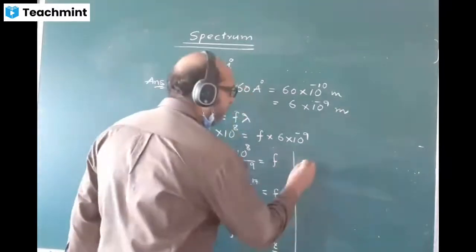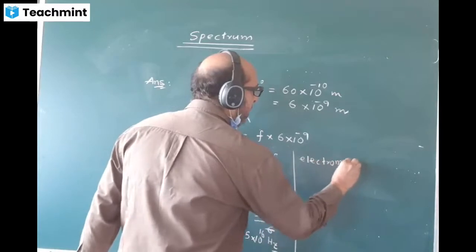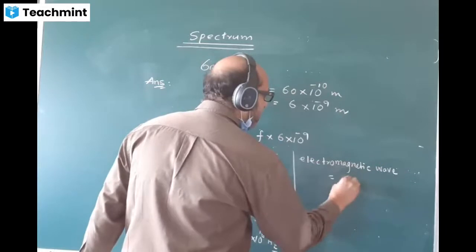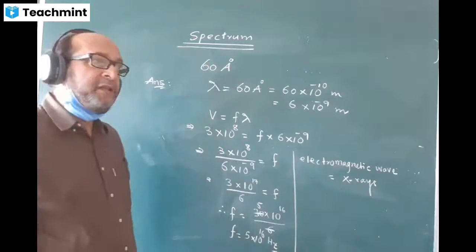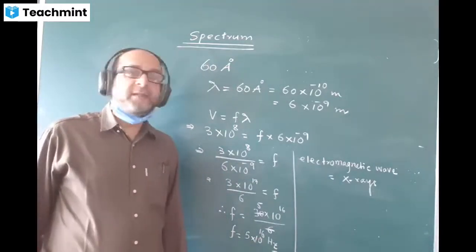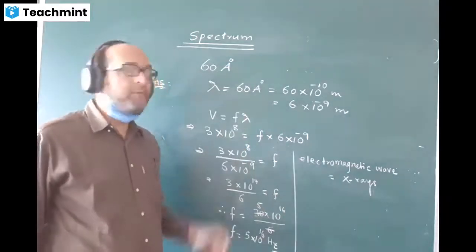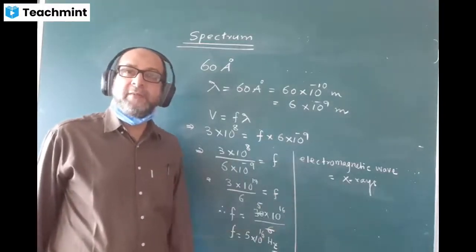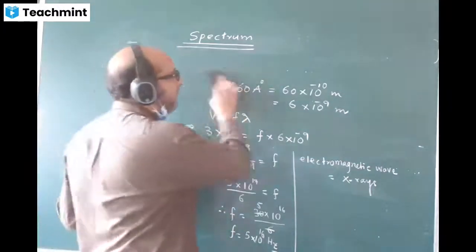Which wave is this? Let us identify that also. It is X-ray. Why X-ray? You can see the range of wavelength of X-ray: 0 angstrom to 100 angstrom. And 60 angstrom is given. That means this electromagnetic wave is X-rays. Hope you understood. Now next question.